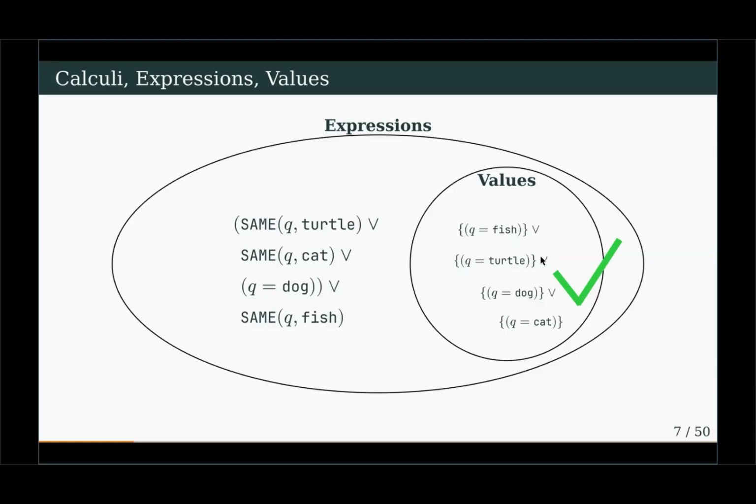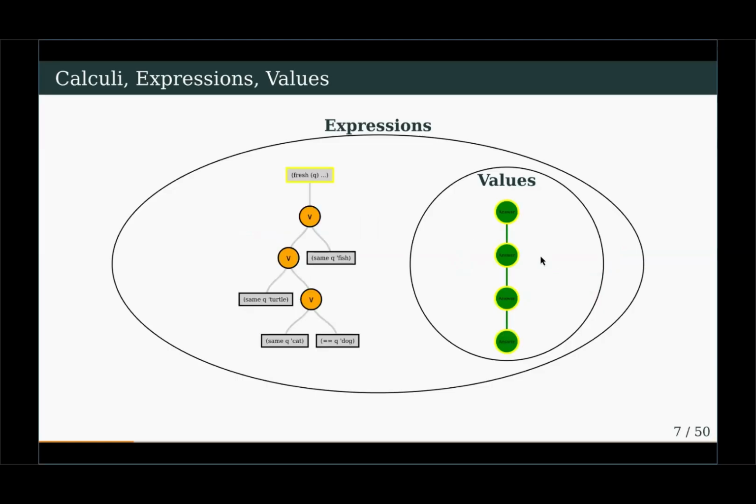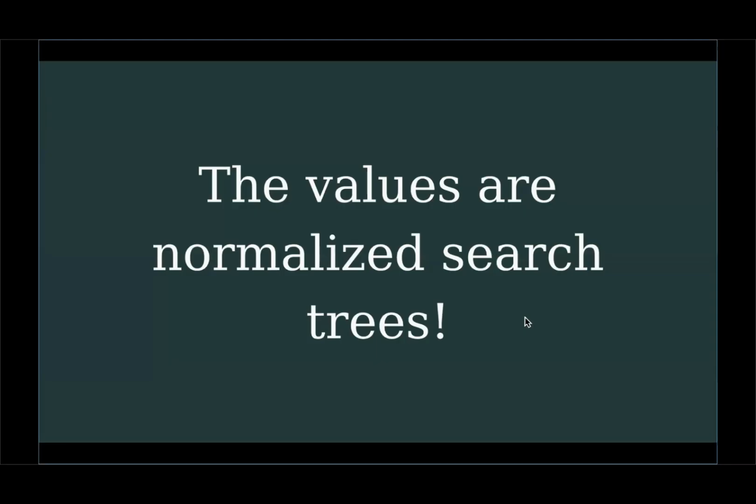One way you might think about visualizing these are these tree-like structures. Our nodes here are these disjunction nodes, and our values are something like a linked list of these answer nodes. So these are all implicitly disjuncted. But that's the key idea. If you take one thing away today, it would be that in the calculus of logic programming, your values are these normalized search trees. Those search trees are just disjunctions of these sets of equations.